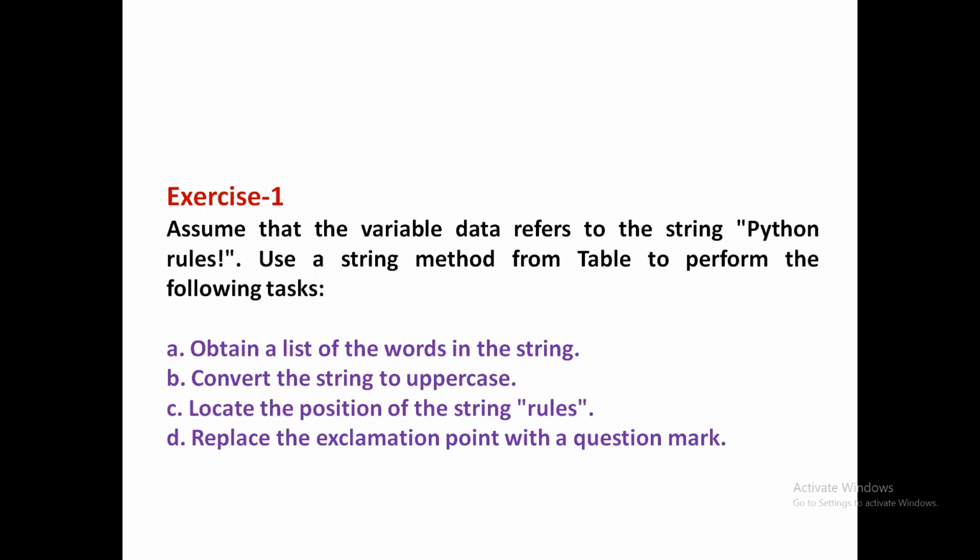Right. So now we have sufficient knowledge about the string manipulation methods, and here are some exercises that we need to solve. Look into this first exercise. Assume that the variable data refers to the string. That means he is giving a variable, the name of the variable is data, which is initialized to the string Python rules. So data is equal to Python rules, P is capital.